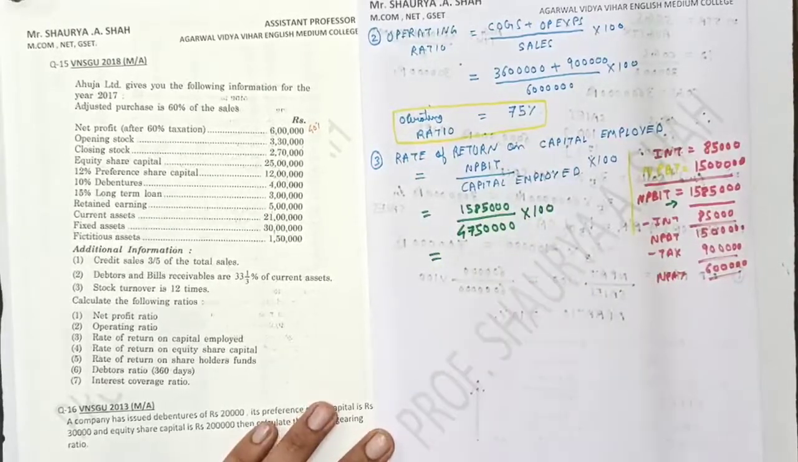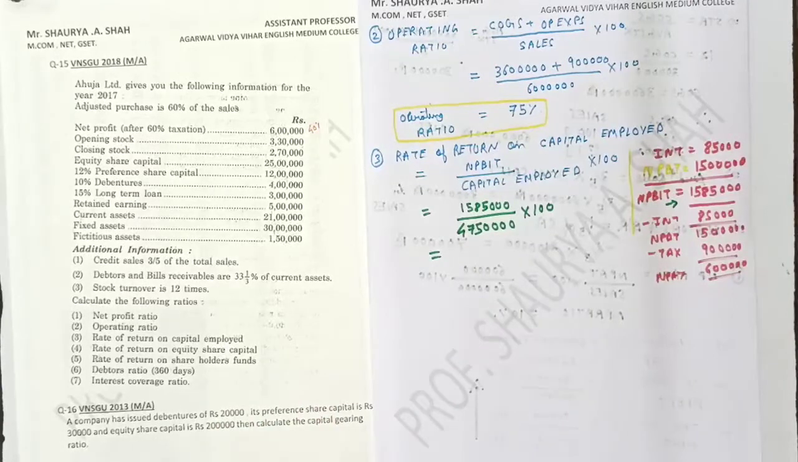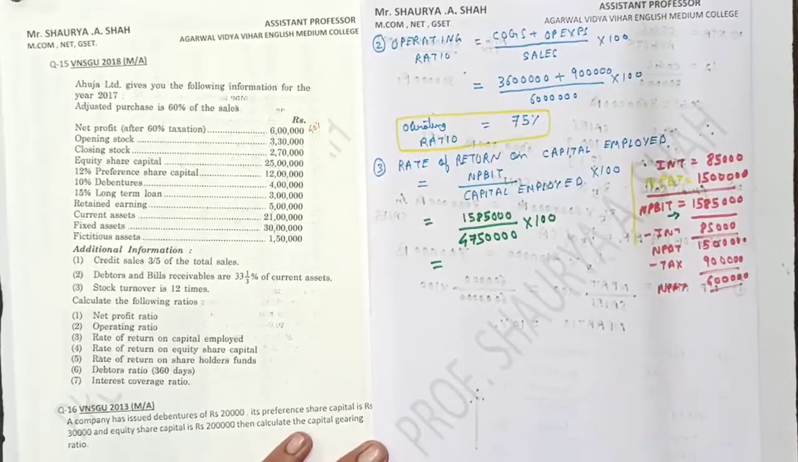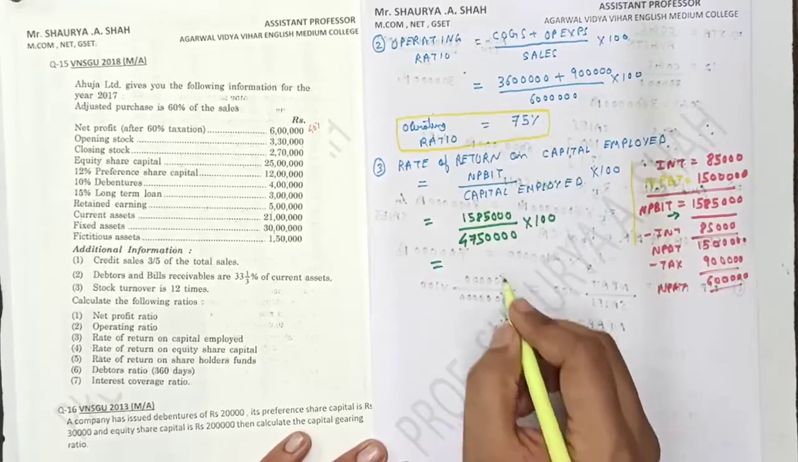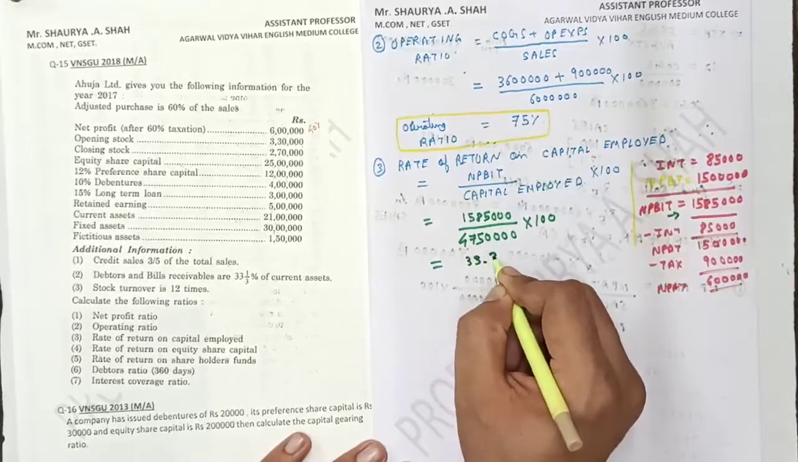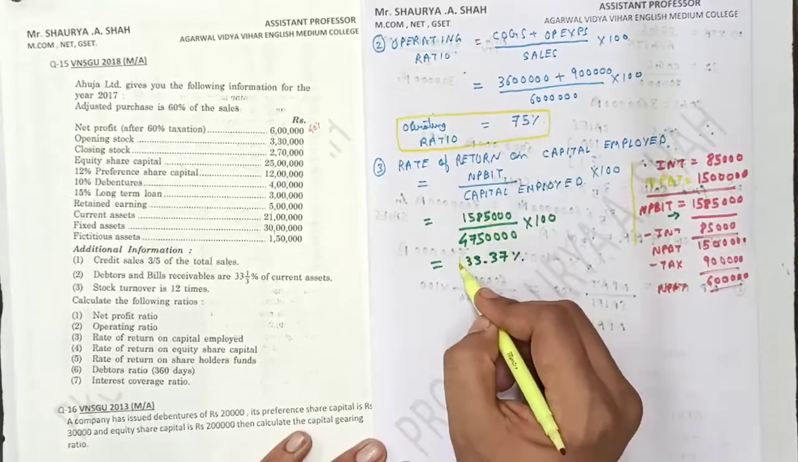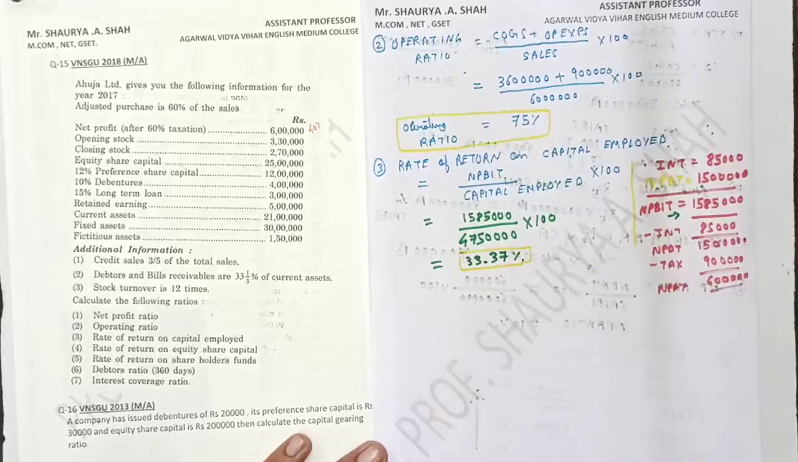Remember students, capital employed is your share capital plus retained earnings plus long-term liabilities minus fictitious assets, right? So that gives me my capital employed. Multiplying this and finding out the answer, you will be getting 33.37%, right? I am going up to 2 decimals so that it becomes convenient. So 33.37% is my rate of return on capital employed. I hope it is clear.